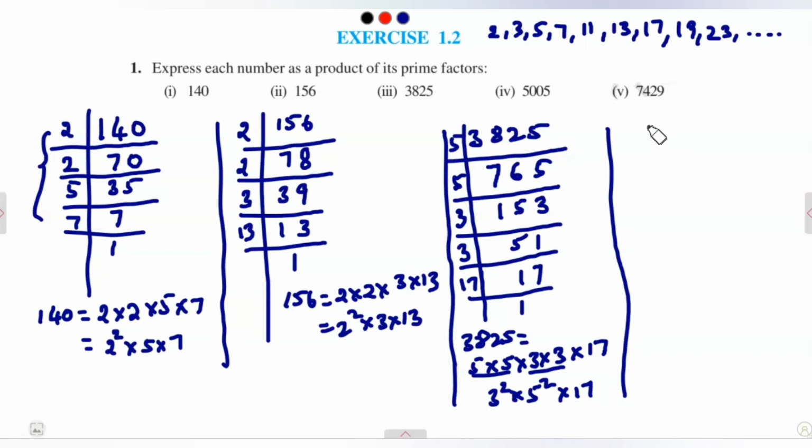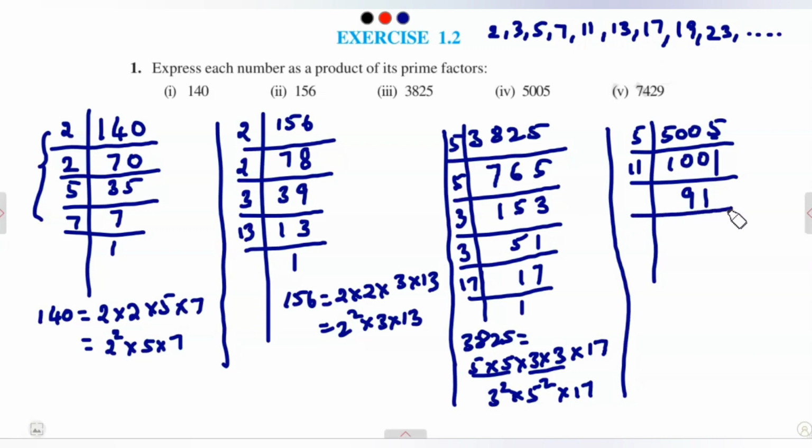Next, the fourth question, 5005. Let us divide with 5 table as it is having last digit 5. Anytime you have last digit as 5, you can start with 5 table as 5 is also a prime number. So let's start with 5 table. 5 ones are 5, 0s, 0s, 5 ones are 5. 1001. You can take 11 table. 11 nines are 99, 1 remainder, 11 ones are 91. Now take 7 table. 7 thirteens are 91. Next, 13 ones are 13. So done.